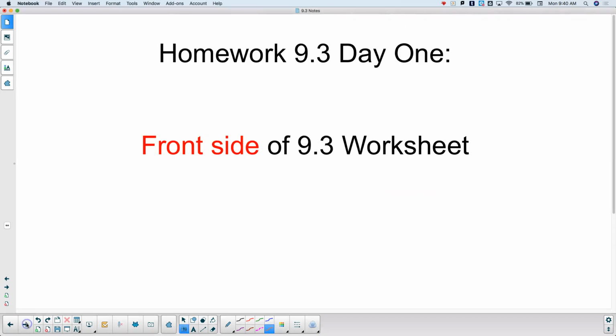Okay. So, worksheet again for this week. I will collect the worksheet on Thursday. But I want you to do just like last week. I want you to do a front side.